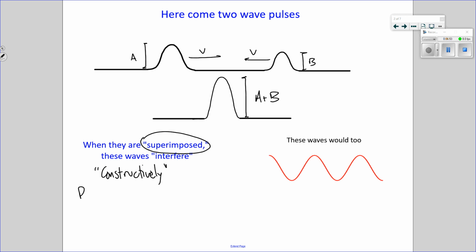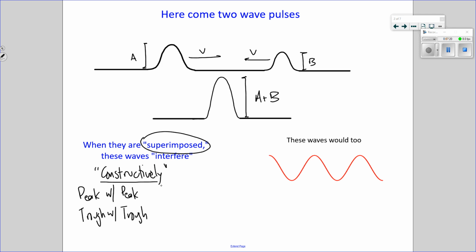And that means that there's a peak with a peak, or a trough with a trough. If amplitude gets bigger, then that's what we call constructive interference. So anytime two of the same wave feature interfere, what we get is constructive interference.